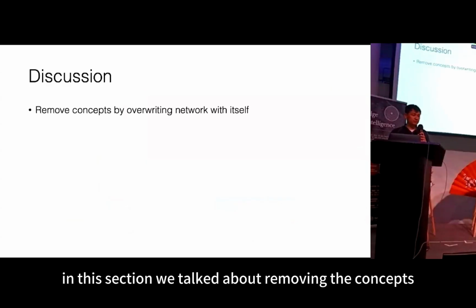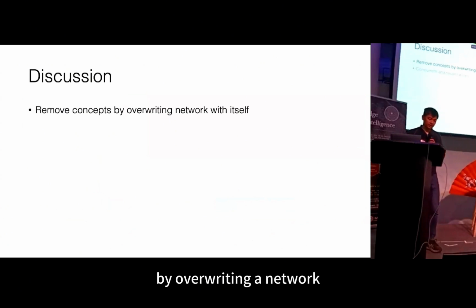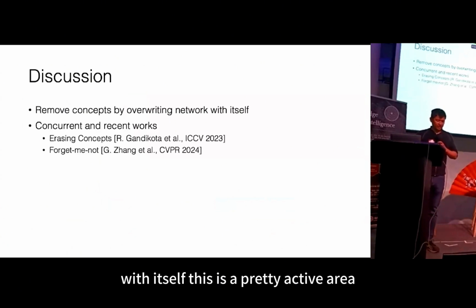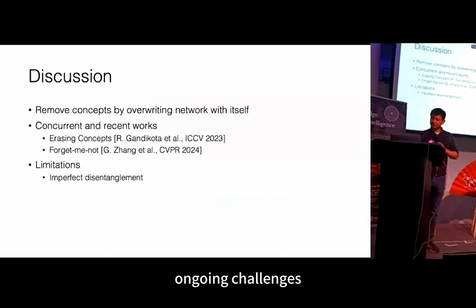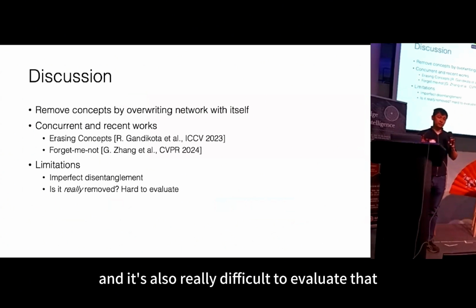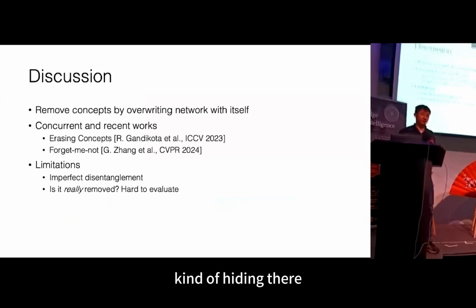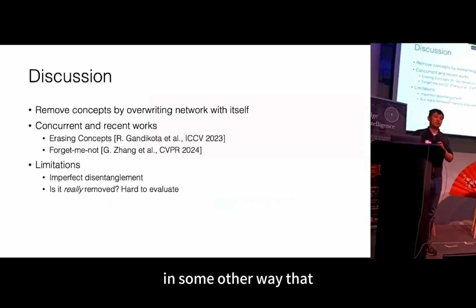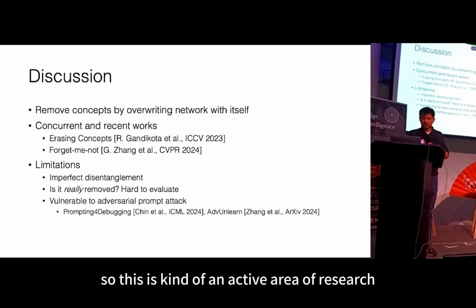Okay, so in this section, we talked about removing the concepts within the network in an efficient way by overriding a network with itself. This is a pretty active area. There's been concurrent recent works, and there's ongoing challenges. There's imperfect disentanglement when you remove things, and it's also really difficult to evaluate if something has truly been removed or if it's just kind of hiding there in the network in some other way that you may be able to access later. So this is kind of an active area of research.